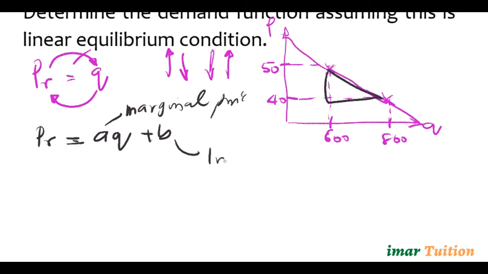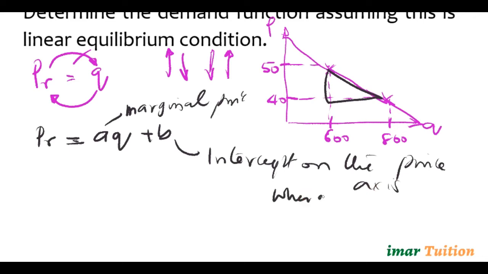B is the intercept on the price axis. It is the value of P when Q, quantity demanded, is equal to 0. B is the value of price here, the point of interception, when the quantity demanded of the item is equal to 0.